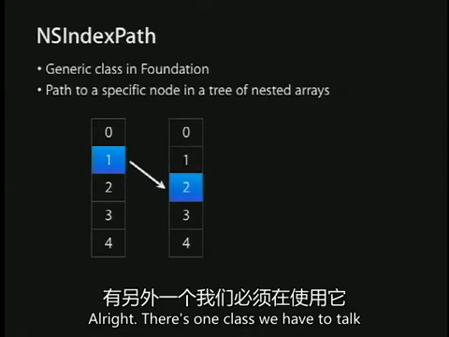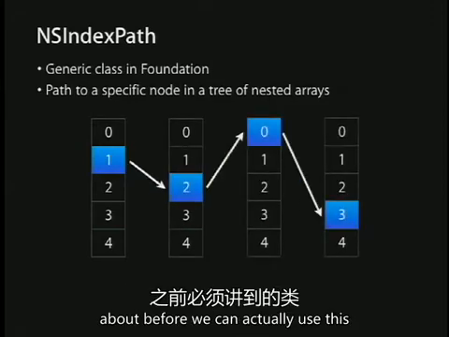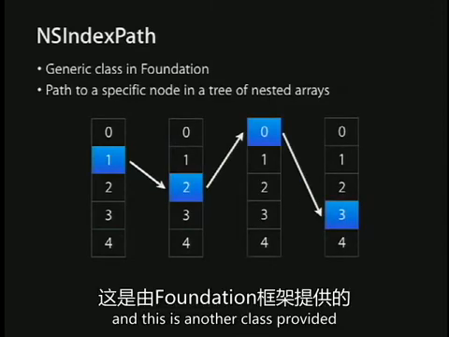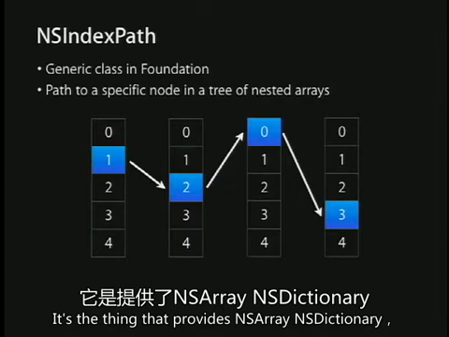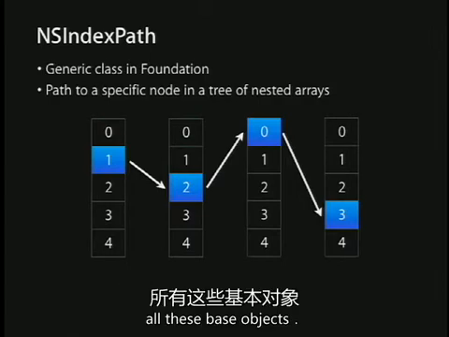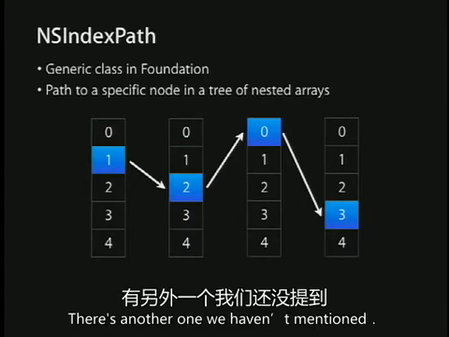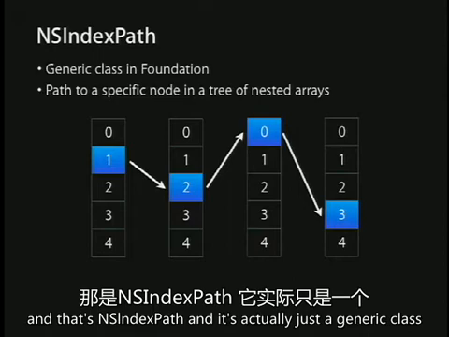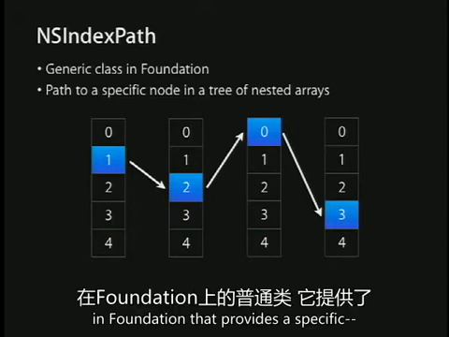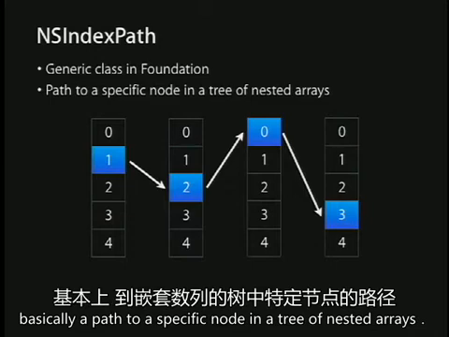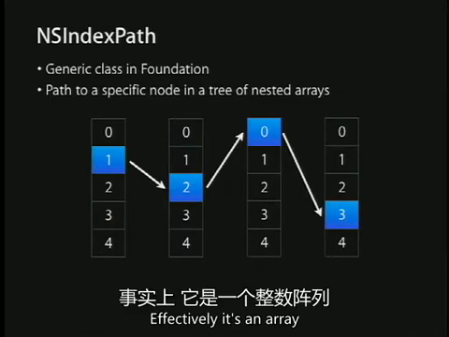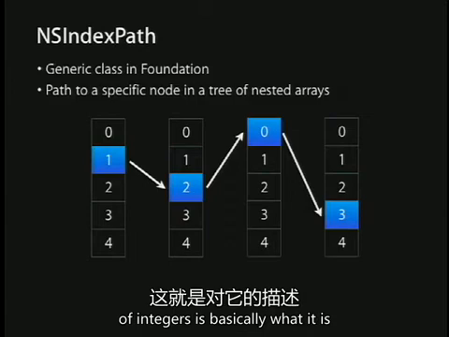All right. There's one class we have to talk about before we can actually use this. And this is another class provided by the Foundation Framework. We've been talking about the Foundation Framework all along. It's the thing that provides NSArray, NSDictionary, all these base objects. There's another one we haven't mentioned, and that's NSIndexPath. It's actually just a generic class in Foundation that provides basically a path to a specific node in a tree of nested arrays. That's kind of a weird way to say it. Effectively, it's basically an array of integers.